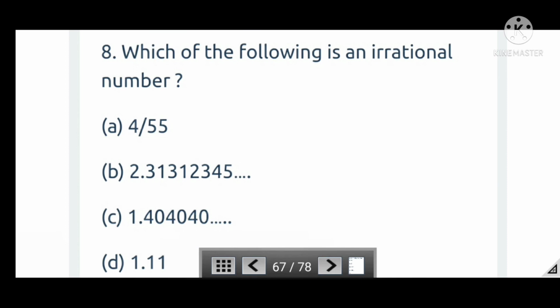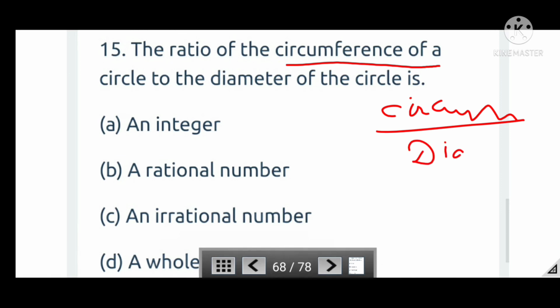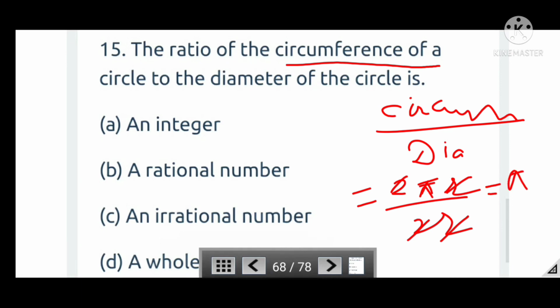Which of the following is an irrational number? And the answer is B option, because this is an irrational number. Next, the ratio of the circumference of a circle to the diameter of the circle. Now the ratio of circumference divided by diameter. Circumference of the circle is equal to 2 pi r and diameter is equal to 2r. 2 cancelled, r cancelled, and it is equal to pi, and pi is an irrational number, so the answer is C option.